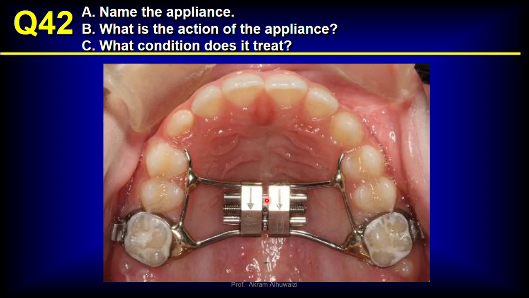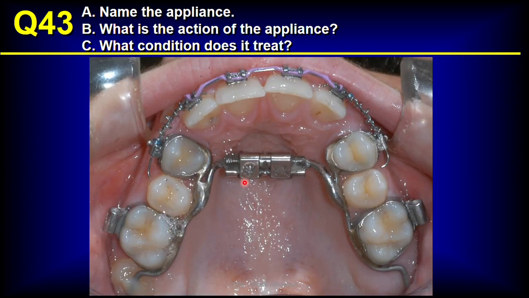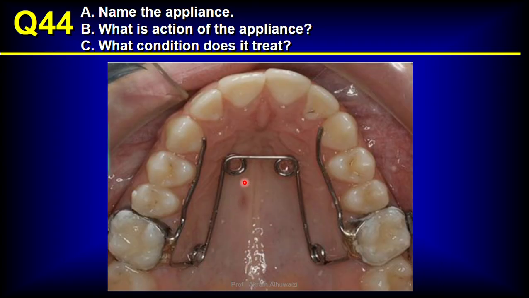Name the appliance. It's a Hyrax expansion screw. What's the action of the appliance? It expands the upper arch. What condition does it treat? Posterior crossbite. Same thing for this one. Also a Hyrax palatal expander.